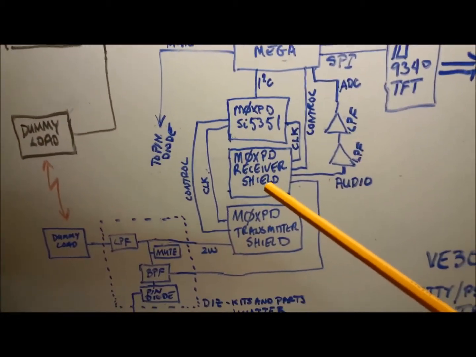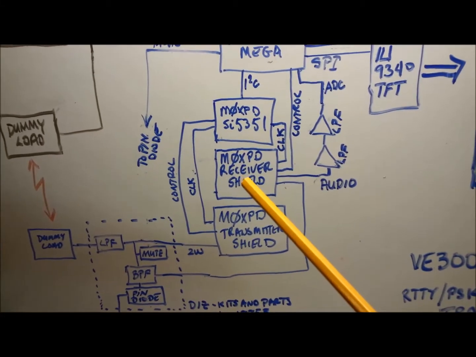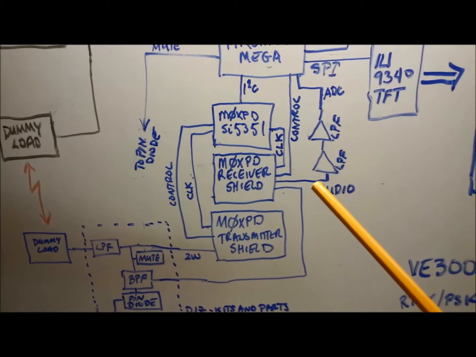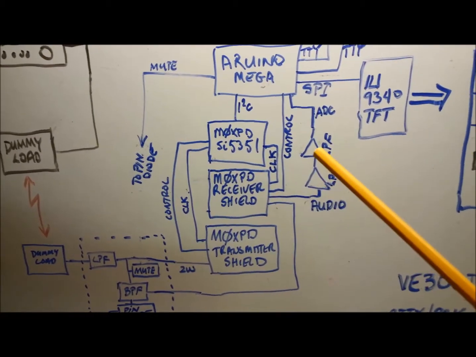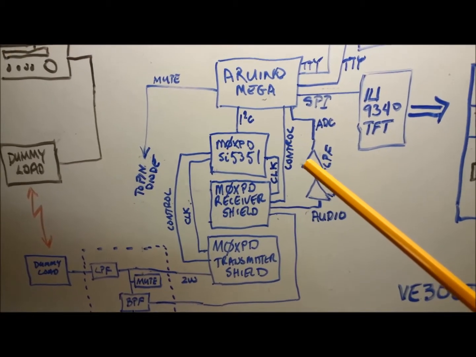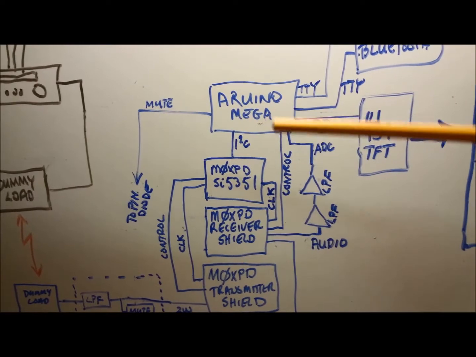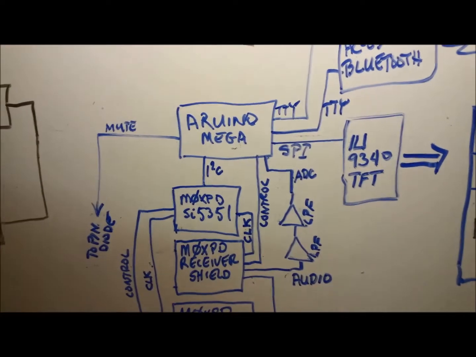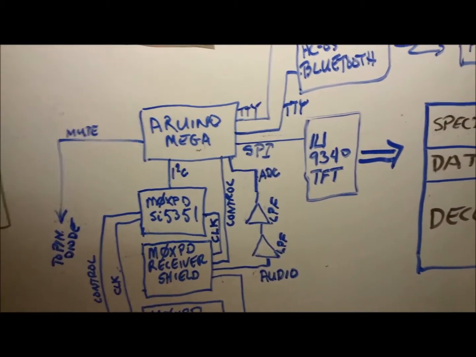So basically the receiver takes a signal from the antenna, mixes it, and outputs an audio frequency. I filter that frequency using low pass filters and apply some gain to it, and the Arduino samples that signal, and then it does the decode of the RTTY and PSK, and I'll create another video to explain how that's done.